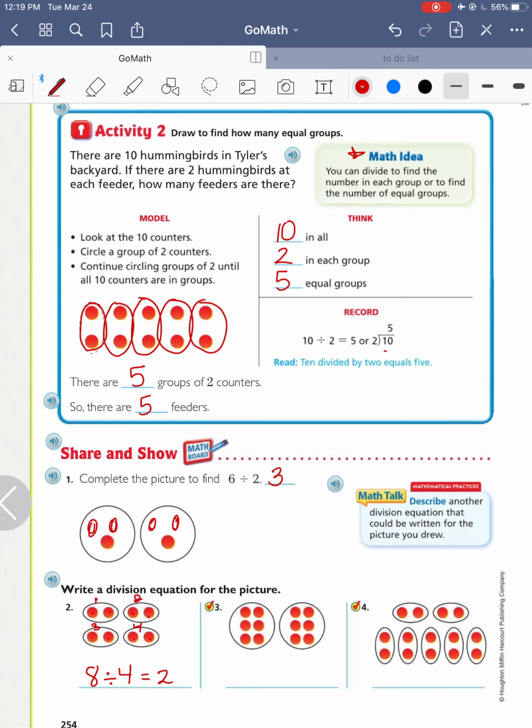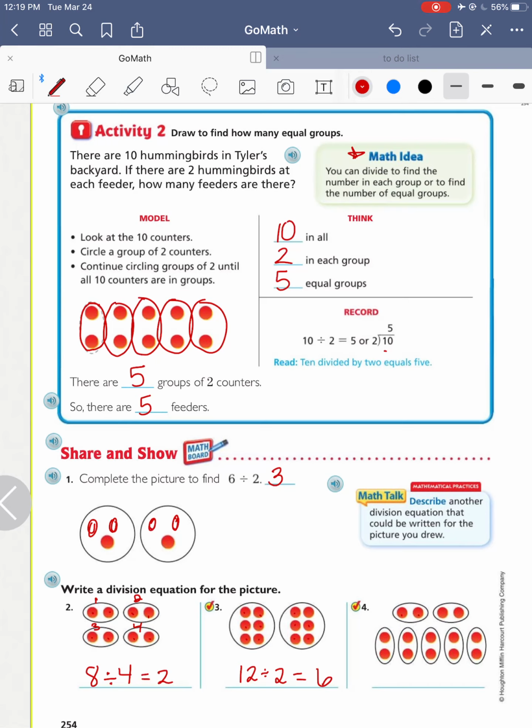Do the same thing for the next one. Count up the total number of counters. 1, 2, 3, 4, 5, 6, 7, 8, 9, 10, 11, 12 counters. Divided by how many groups? There's 2 groups, which means there are 6 counters in each group.